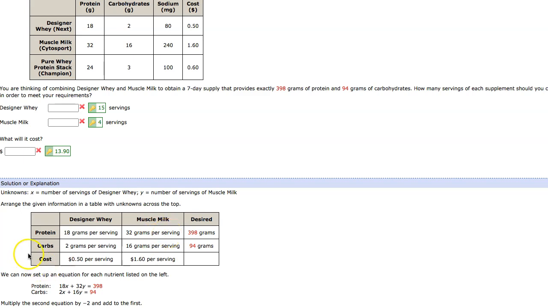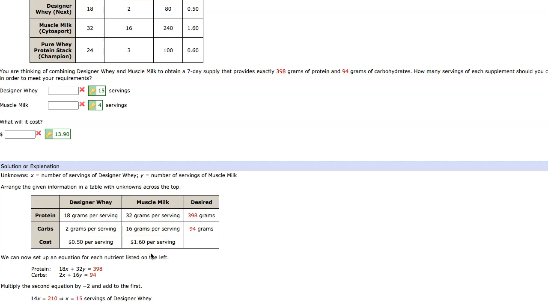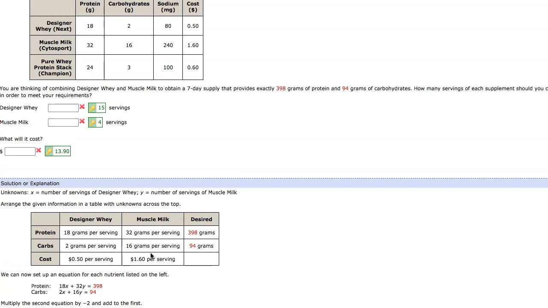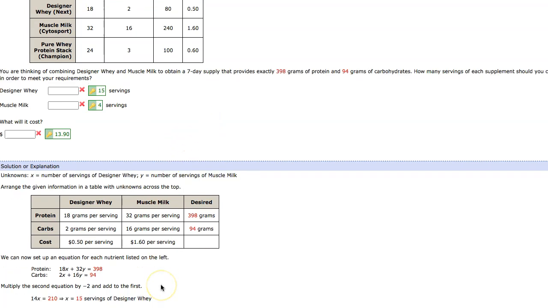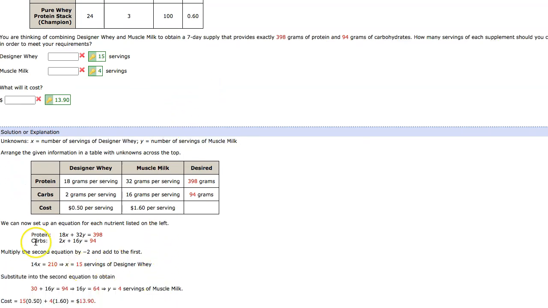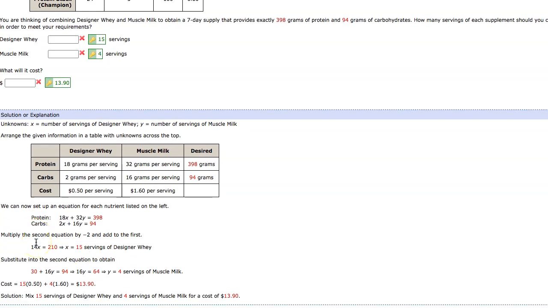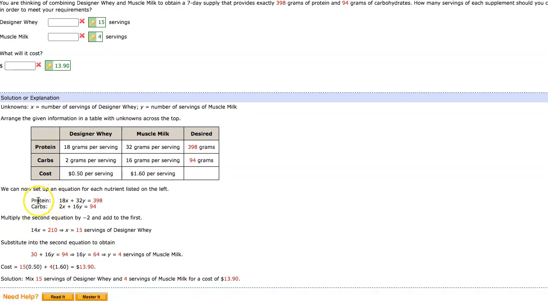And then for carbs, we turn the down into the across direction. 2 grams per serving, 16 grams per serving, and then 50 cents and $1.60 go here. I guess they just found it easier to read that way. Then we just set up a matrix. That was kind of the weird part. After this, we set up the matrix.